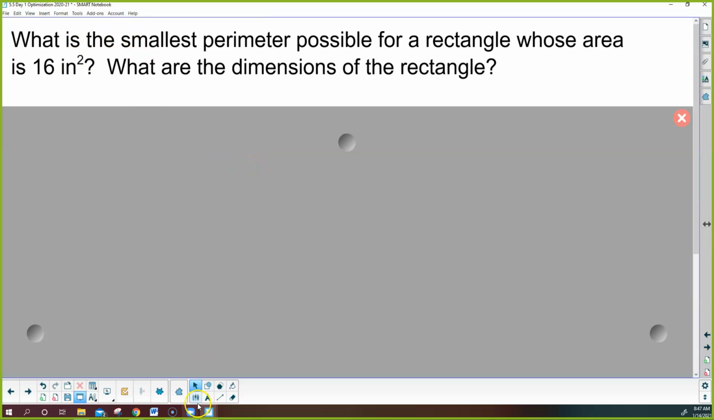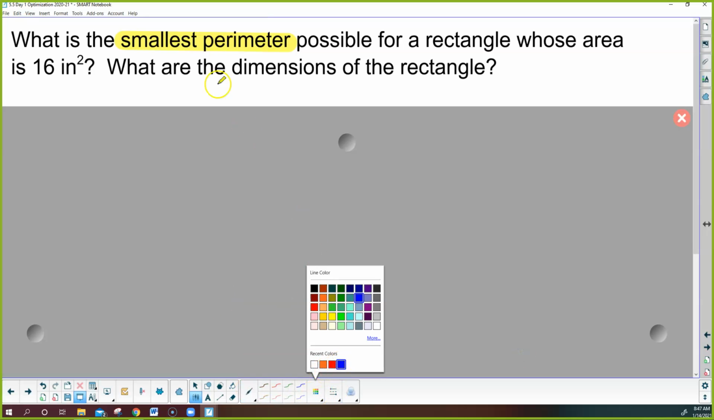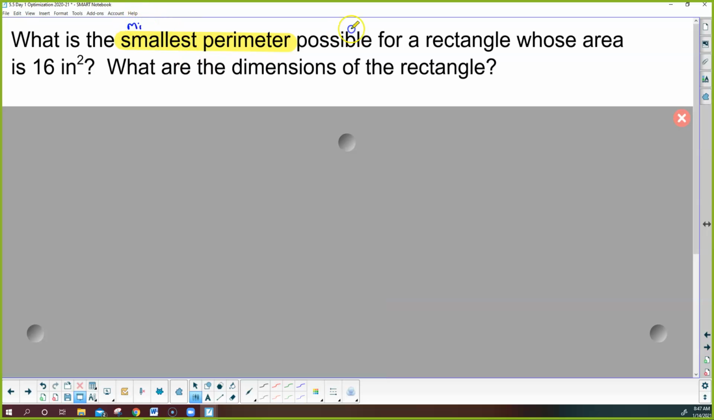All right, so let's think of this one. This is kind of unique because our goal is to find the smallest perimeter. So when I see that word smallest, another way to say that is to use the word minimum, which is what clues me in. We want to minimize the perimeter. So anytime I'm minimizing something, that means I have to take the derivative of the perimeter and set it equal to 0.